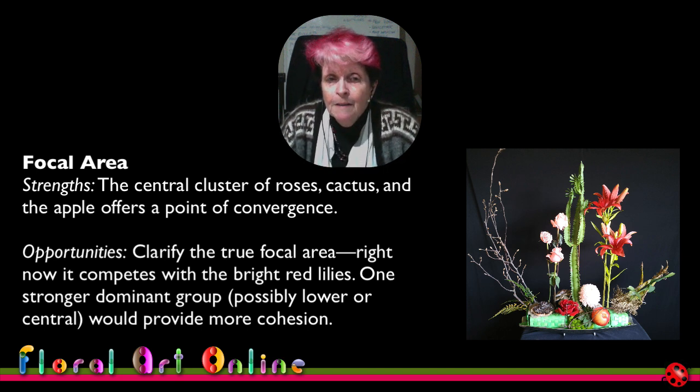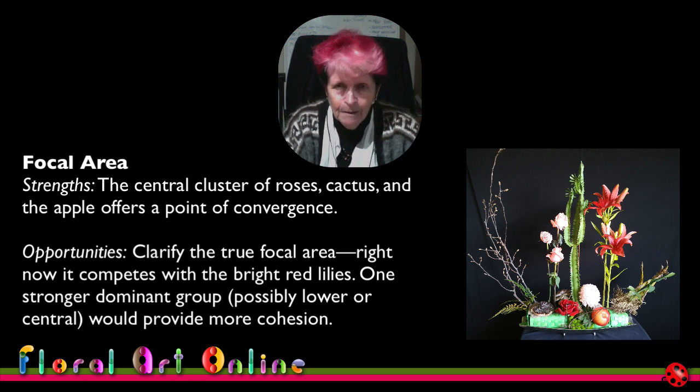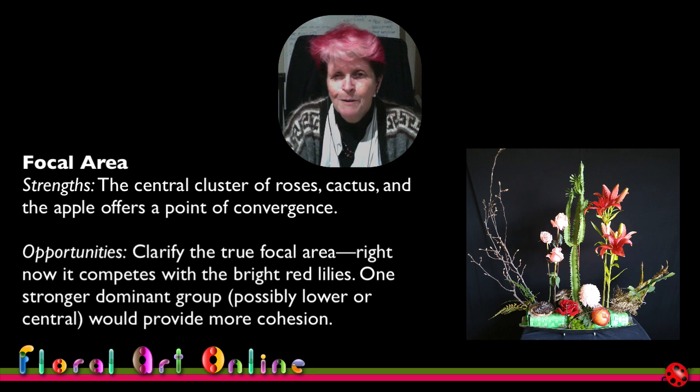The opportunities here clarify the true focal area. Right now it competes with the bright red lilies. One stronger dominant group, possibly lower or central, would provide more cohesion. So the dominance here is happening because of the colour of the lilies, but because we've got the red rose there, we get drawn back to that grouping that the rose is included with. And so there is a little bit of competition between those areas to see where we should be looking first. So that definitely is something that we could look at again in terms of this design.